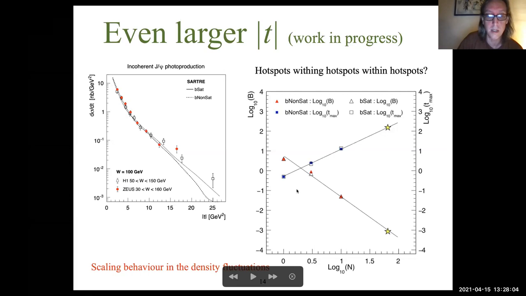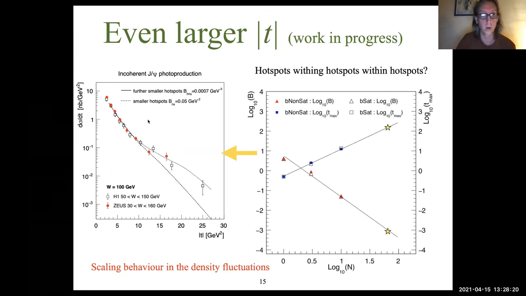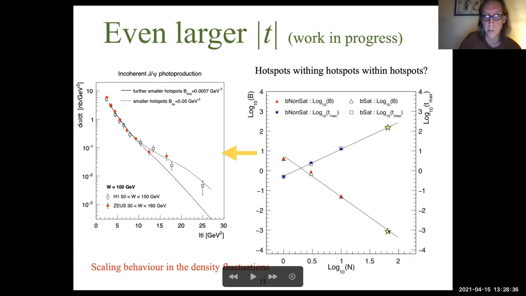So instead of just blindly fitting to this curve, we pick a point on this line and see if this scaling behavior holds for the next level also. So this, I said, is work in progress, but it seems to work. So this is for non-sat. So we see this is the hotspots within hotspots model here, the dotted line, and the black line is coming from this yellow point here.